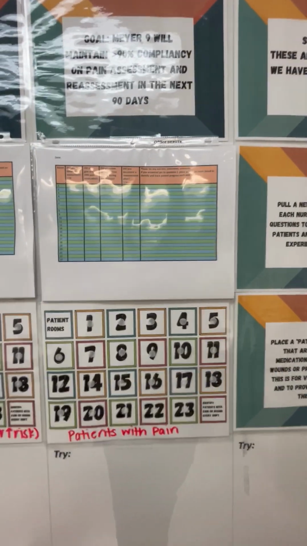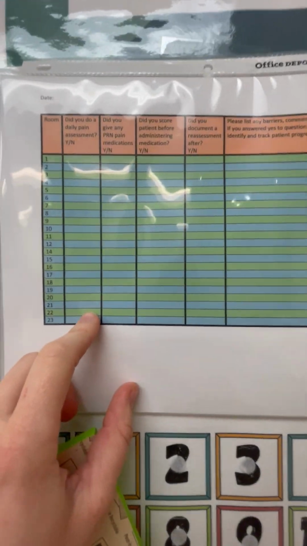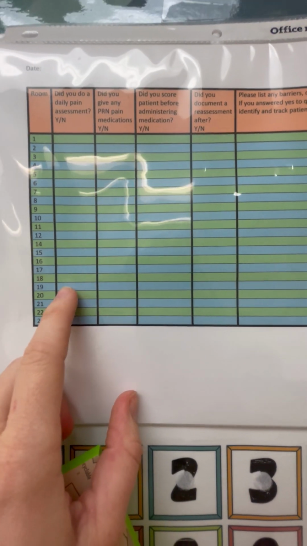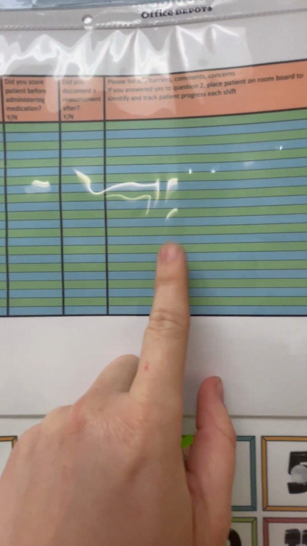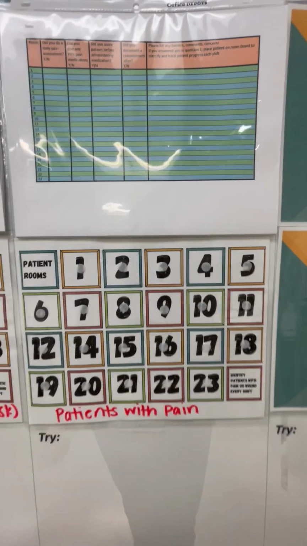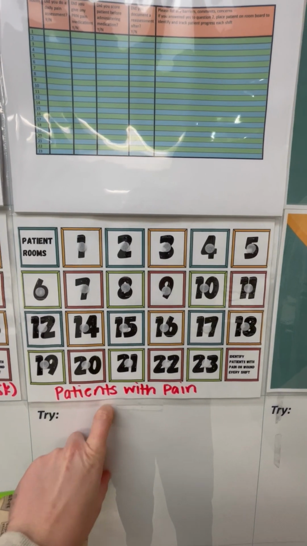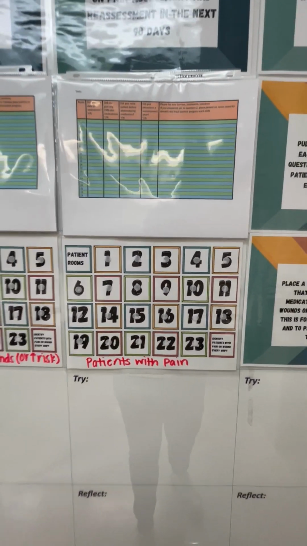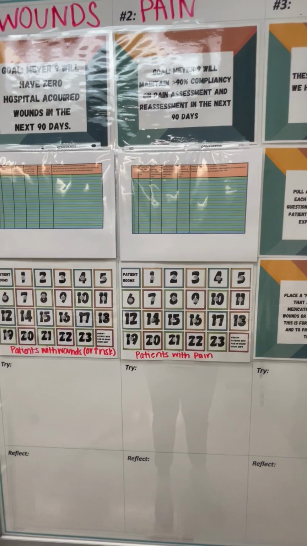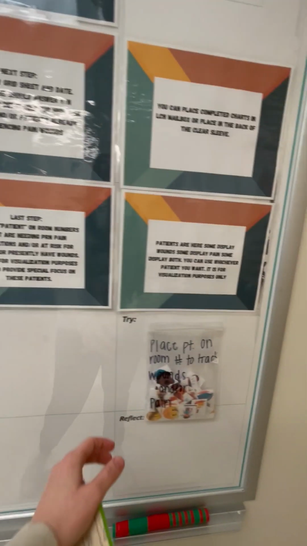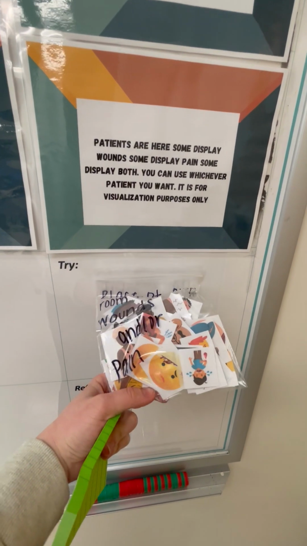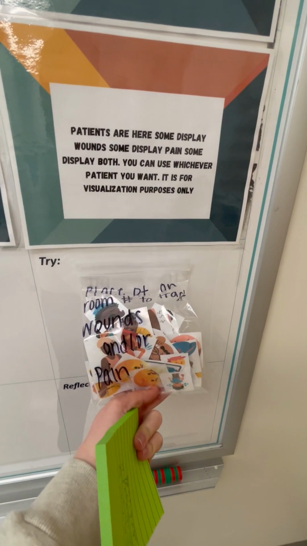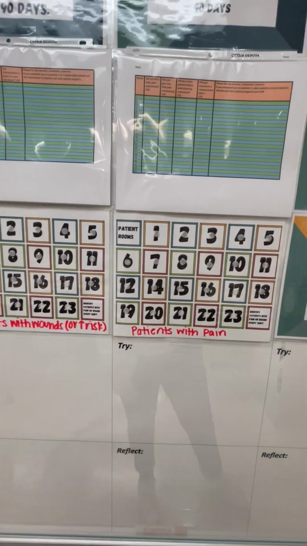We're going to do a similar thing for pain. So you're just going to fill out yes or no's on, did you do a daily assessment? Did you give any PRN meds? Did you do an assessment before and after? And any questions, comments, and concerns. And then you'll place the patients with PRN pain medications here for visualization. The patients are over here, and there's a variety of them. Some look like they're in pain, and then some have wounds. It doesn't matter which patient you select. It's just so that you can visualize daily.